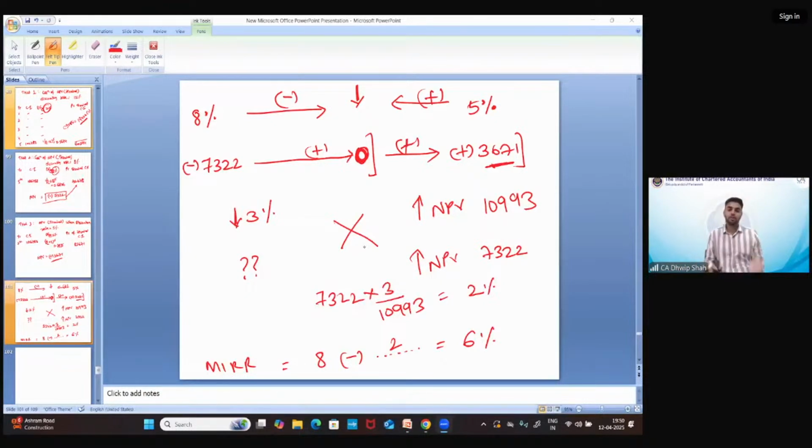Understood? And if you are not able to recollect or solve by interpolation, then use that formula of IRR. Lower rate plus NPV at lower rate, the whole divided by NPV at lower rate minus NPV at higher rate, multiplied by higher rate minus lower rate. You can use that formula as well.